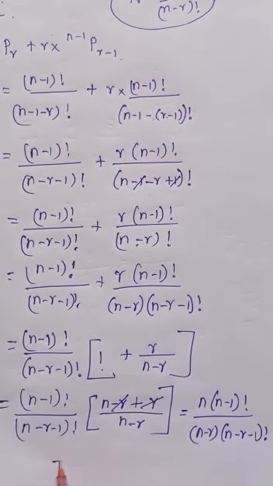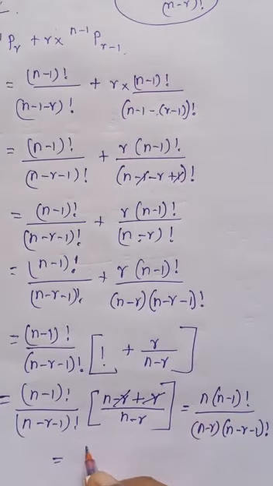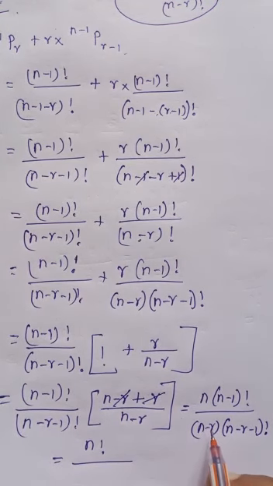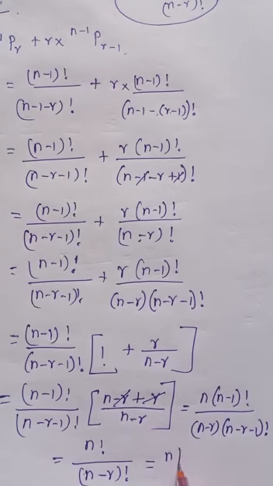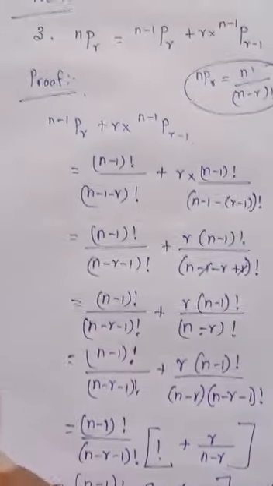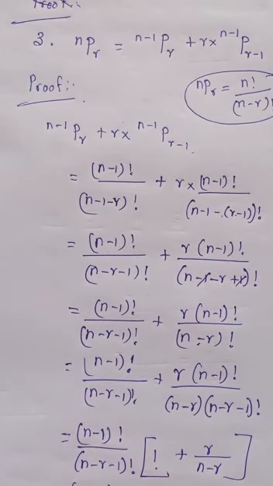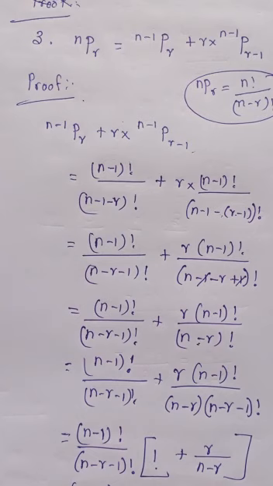I have just arranged in the order. Now n into (n minus 1) factorial is n factorial. Denominator (n minus r) into (n minus r minus 1) factorial, what is the meaning? (n minus r) factorial. Actually this is the direct formula of nPr. This is what they have asked us to prove: nPr is equal to (n minus 1)Pr plus r into (n minus 1)P(r minus 1). Possible to ask. Okay, important question.